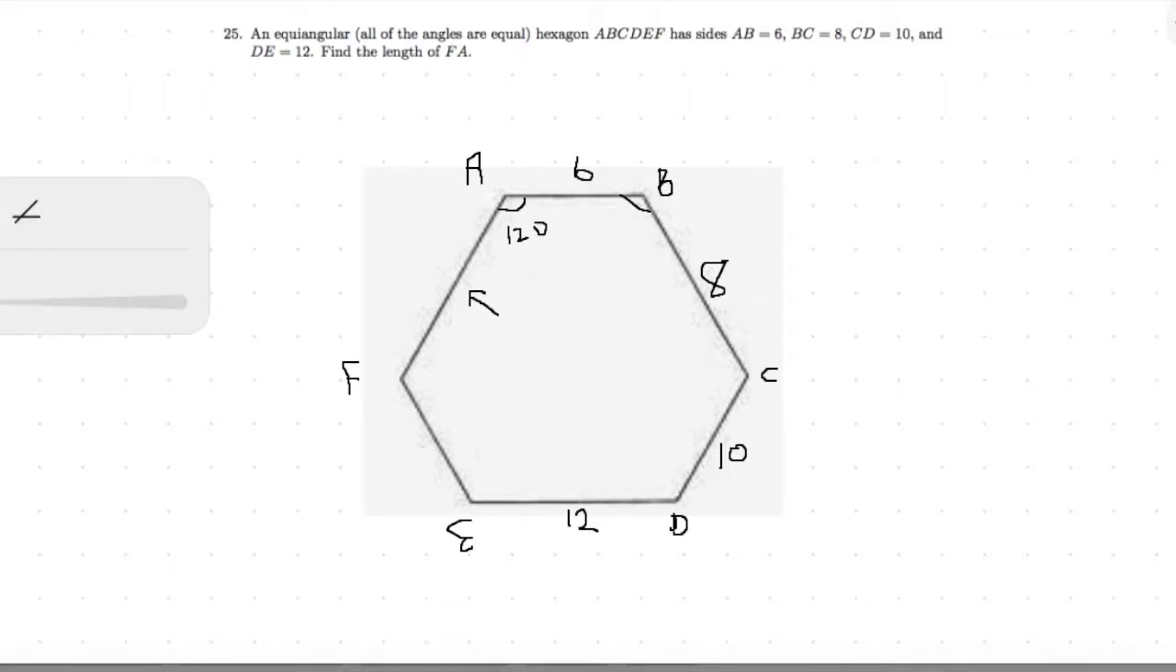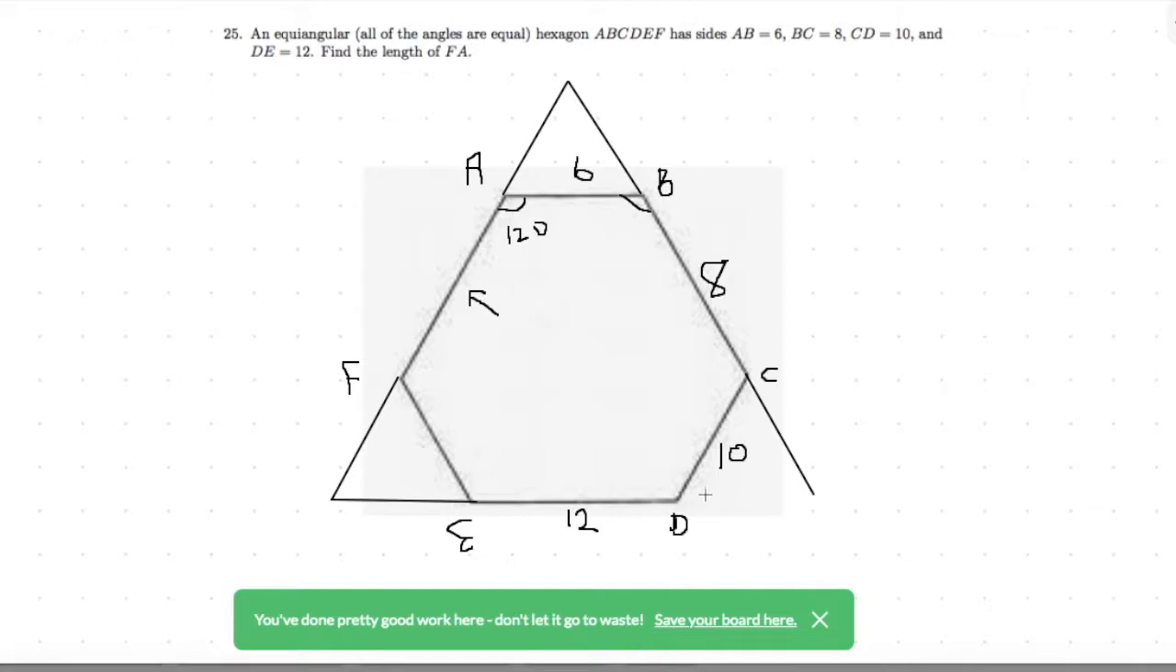Now, let's consider what happens if we extend FA to meet the extension of BC. So we're going to extend it in a straight line, and they meet at a point right over there. Now, let's do the same for all of the other sides. If we extend FA this way to meet DE, and if we extend BC this way to meet the extension of DE, now we have three little triangles on the edge. And look, we've also formed one big triangle.